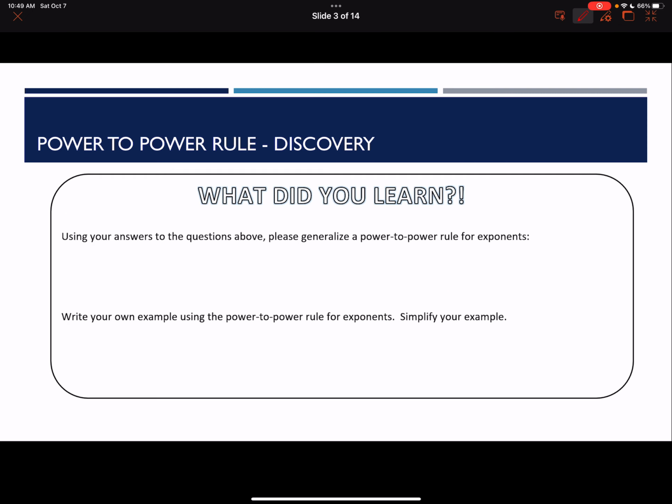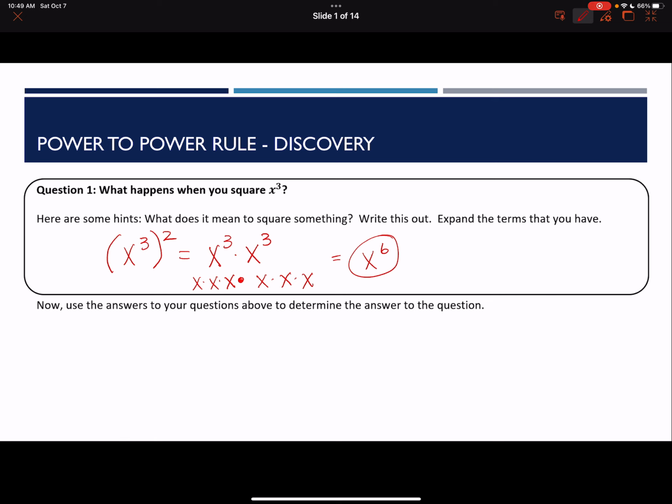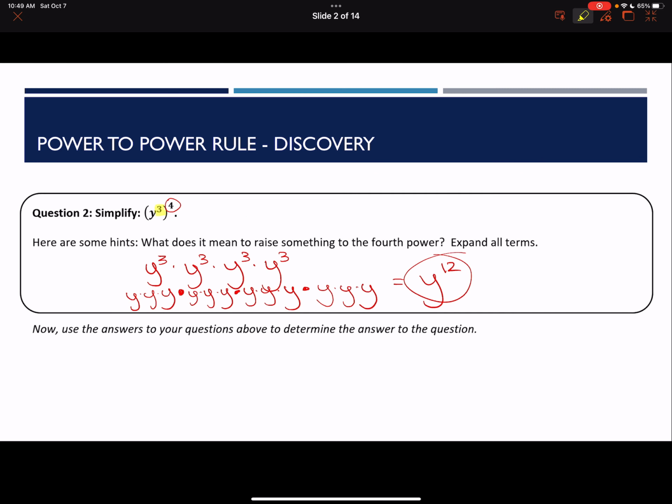But let's do another recap. Let's take another look here. We have y to the third to the 4th power, and that's y to the 12th. And then we have x to the third to the 2nd power is x to the 6th. You might notice that if I multiply these two exponents, I get x to the 6th. And if I multiply these two exponents, 3 times 4, I would get y to the 12th.